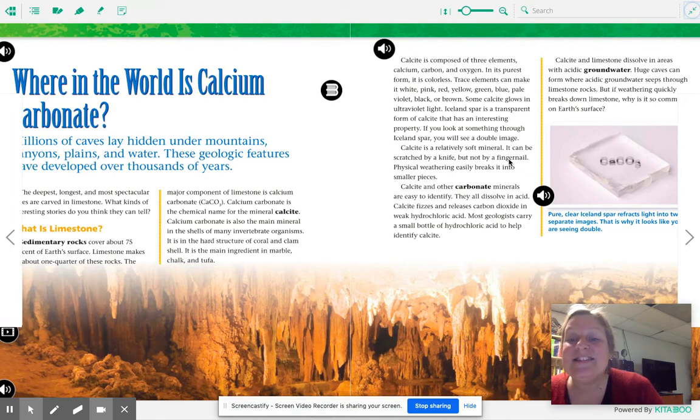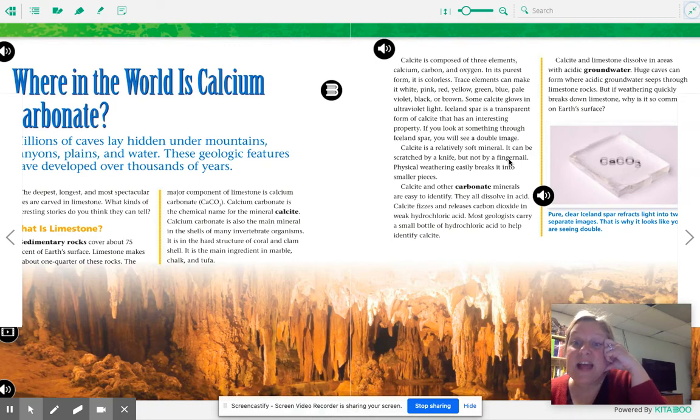because they dissolve in acid. So you can do an acid test. If you take a rock outside and you put vinegar, acetic acid, on it, you should see a reaction to show you that it has limestone. They are all dissolved in acid.